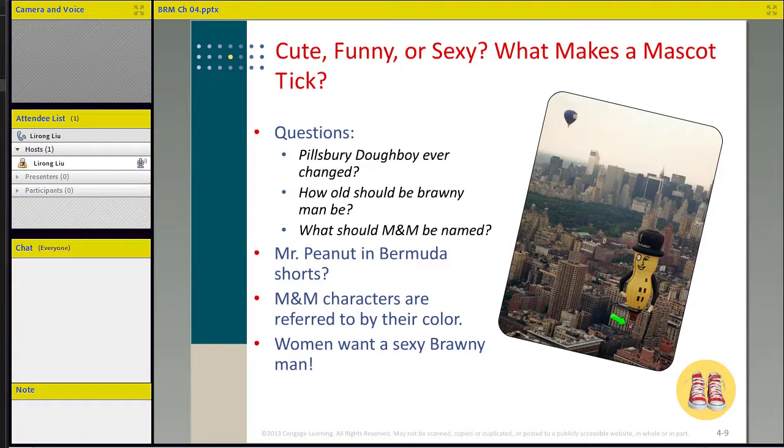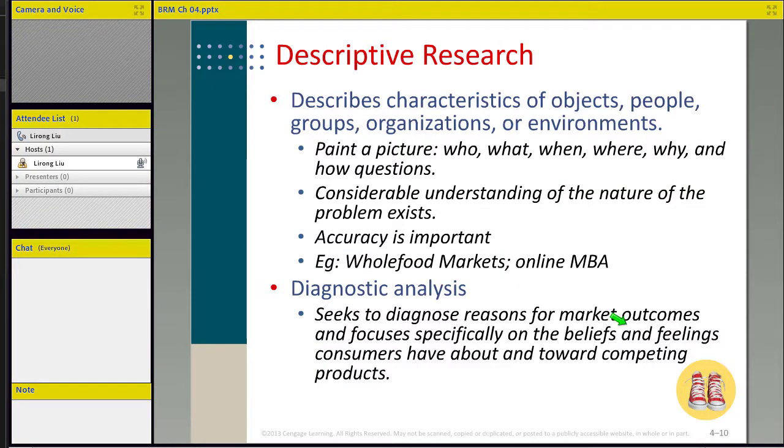The next thing I want to talk about is descriptive research. Now, descriptive research is usually the second step, okay, depending whether you need exploratory research or not. Descriptive research describes characteristics of objects, people, groups, organizations, and environment. So basically, as you can tell, descriptive means you want to describe something. You want to paint a picture. You want to answer who, what, when, where, why, and how questions. Okay? So you want to kind of gather information from all perspectives.